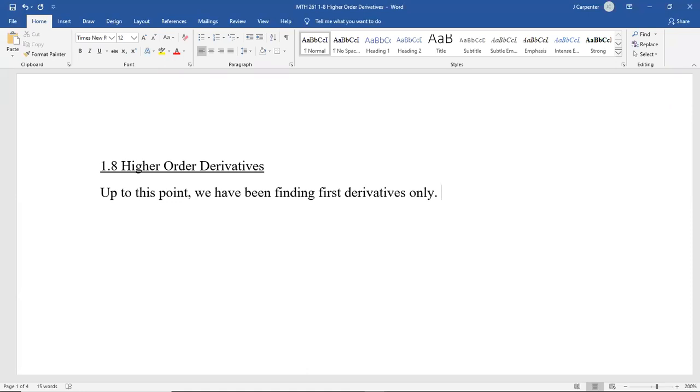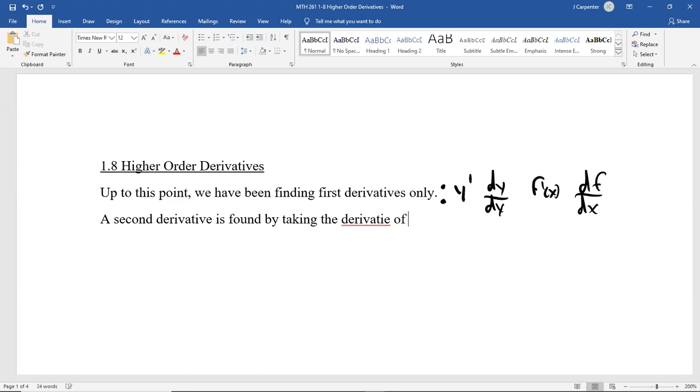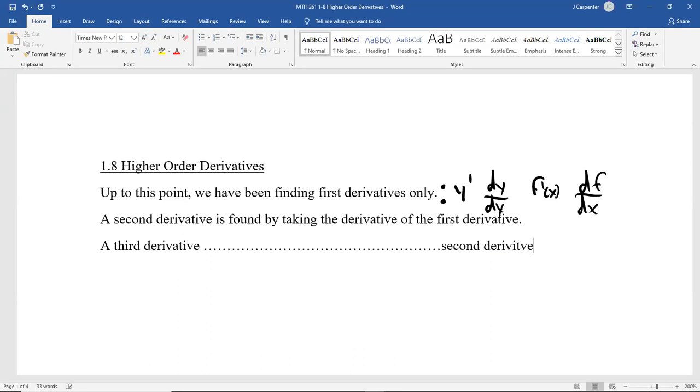So every time we've done a y prime or dy dx or f prime of x or df dx, those were all first derivatives. The second derivative is found by taking the derivative of the first derivative. A second derivative is the derivative of the first derivative. A third derivative is the derivative of the second derivative, et cetera.